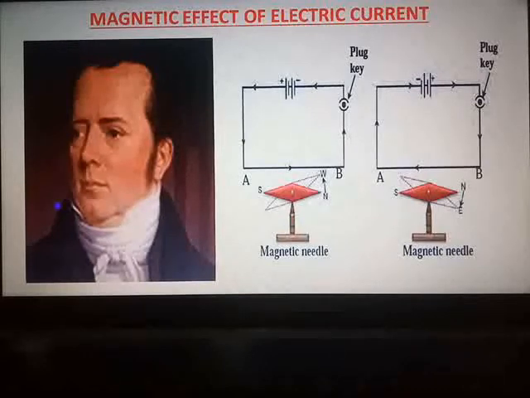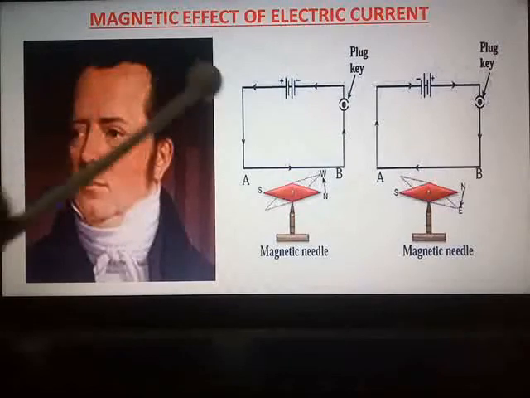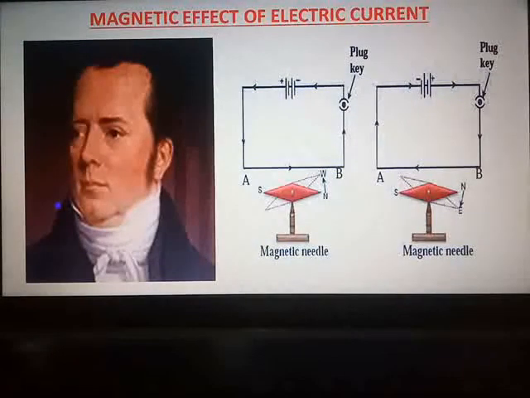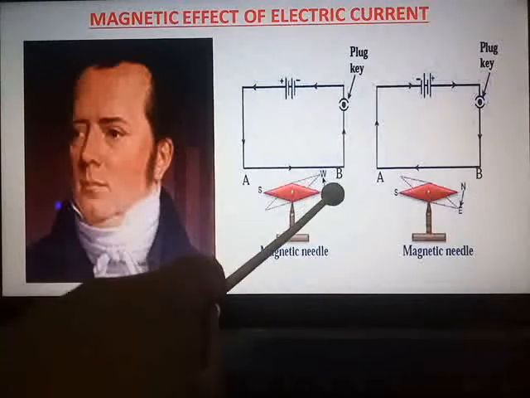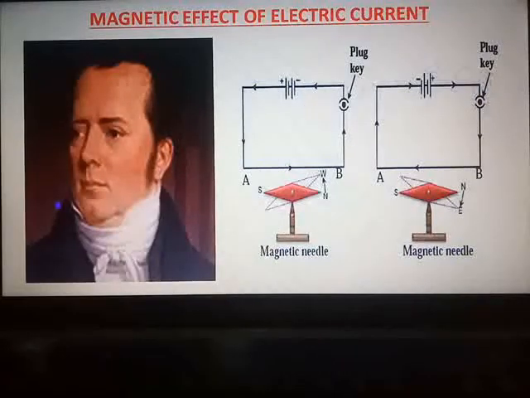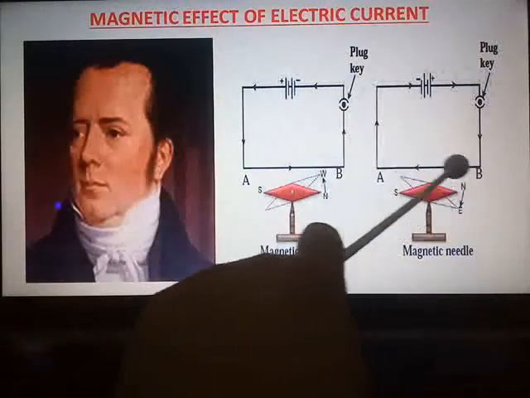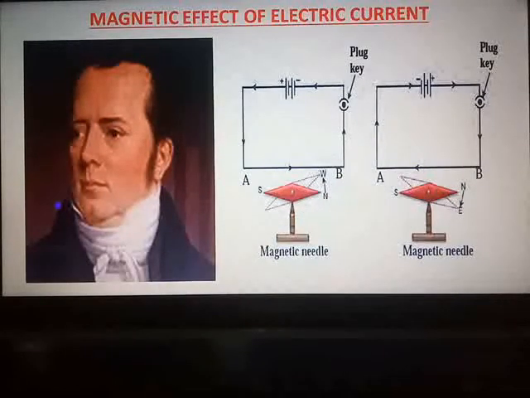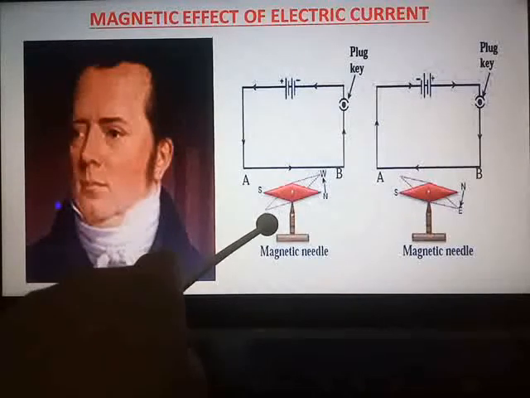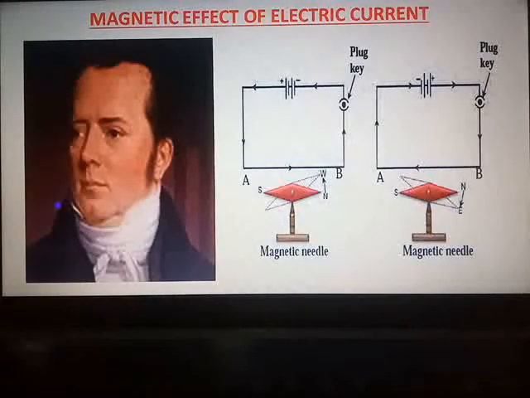Look at the diagram which I have placed here. The circuit is connected, as you can see in the figure. You have to connect a copper wire, which is thicker and straight compared to the connecting wires, between points A and B. You have to keep a magnetic needle adjacent to the wire. Keep the plug key open in the circuit and observe the direction of the needle. What will you notice? That the needle will get deflected in the direction of the flow of current.